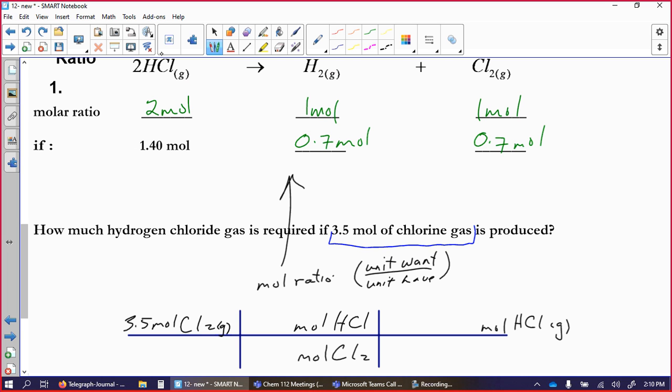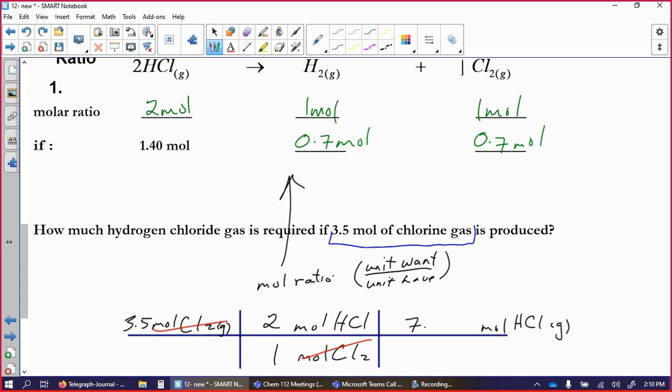In the balanced equation, we have 2 moles of HCl, and even though it's not written, 1 mole of chlorine. So whatever coefficient is in front: 1 mole of chlorine for every 2 moles of hydrogen chloride. So there's what we set up. Moles of chlorine and moles of chlorine cancel, same as when we did grams and moles, which we'll get to eventually.